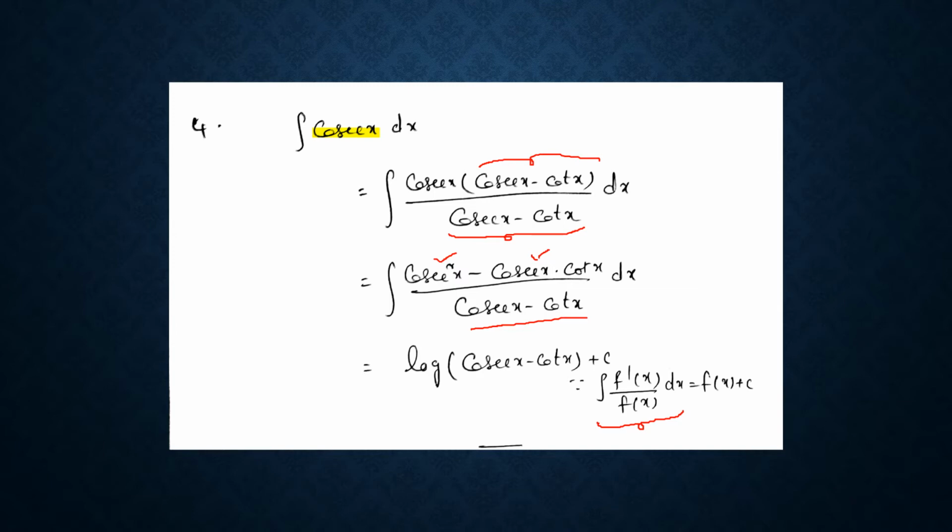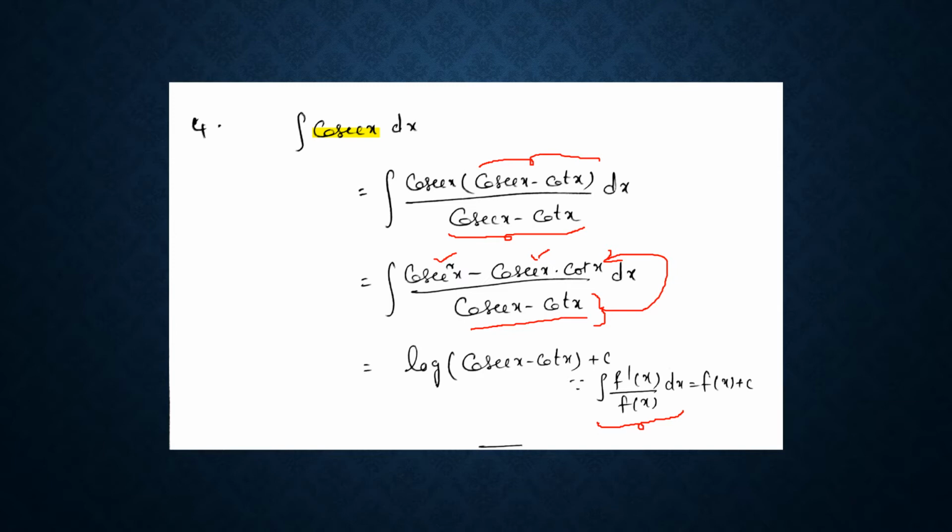Now find the derivative of cosecant x minus cot x. What is the derivative of cosecant x? That is minus cosecant x into cot x. It is there in the numerator. And what is the derivative of minus cot x? Derivative of minus cot x is cosecant square x, that becomes plus cosecant square x.